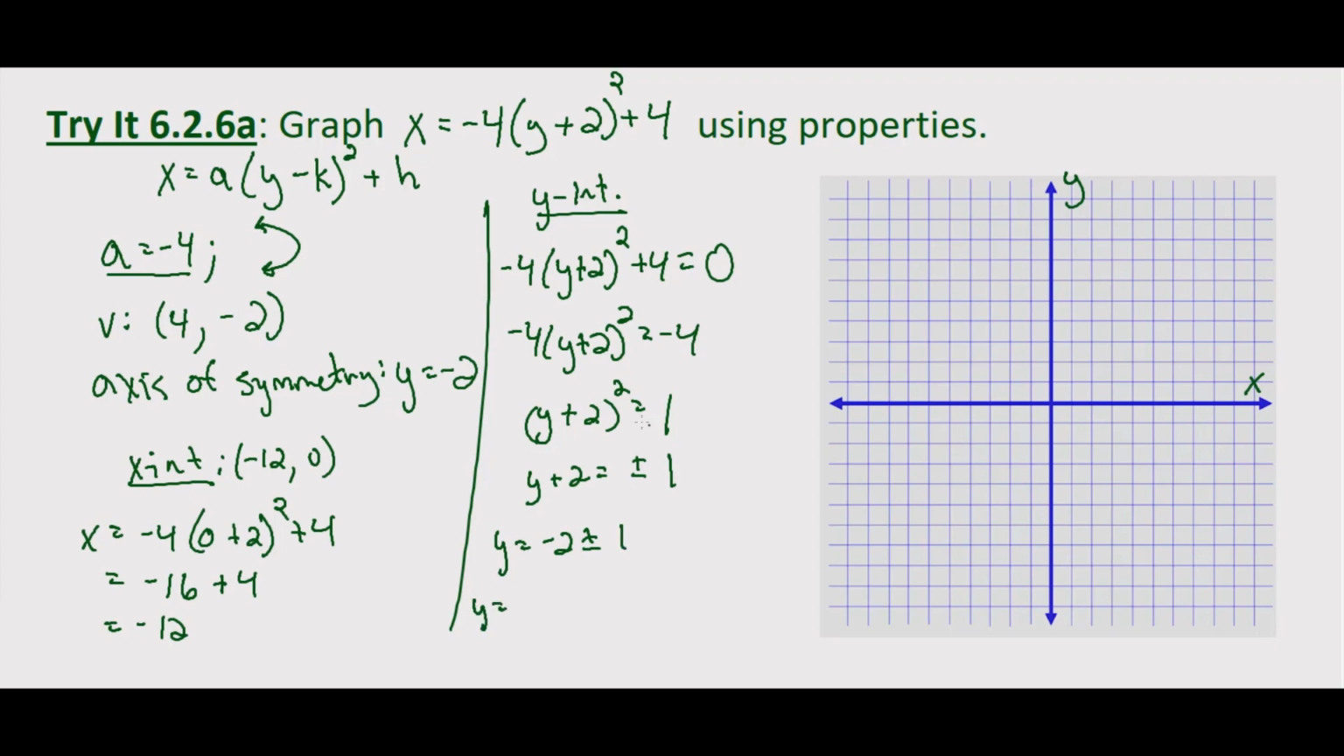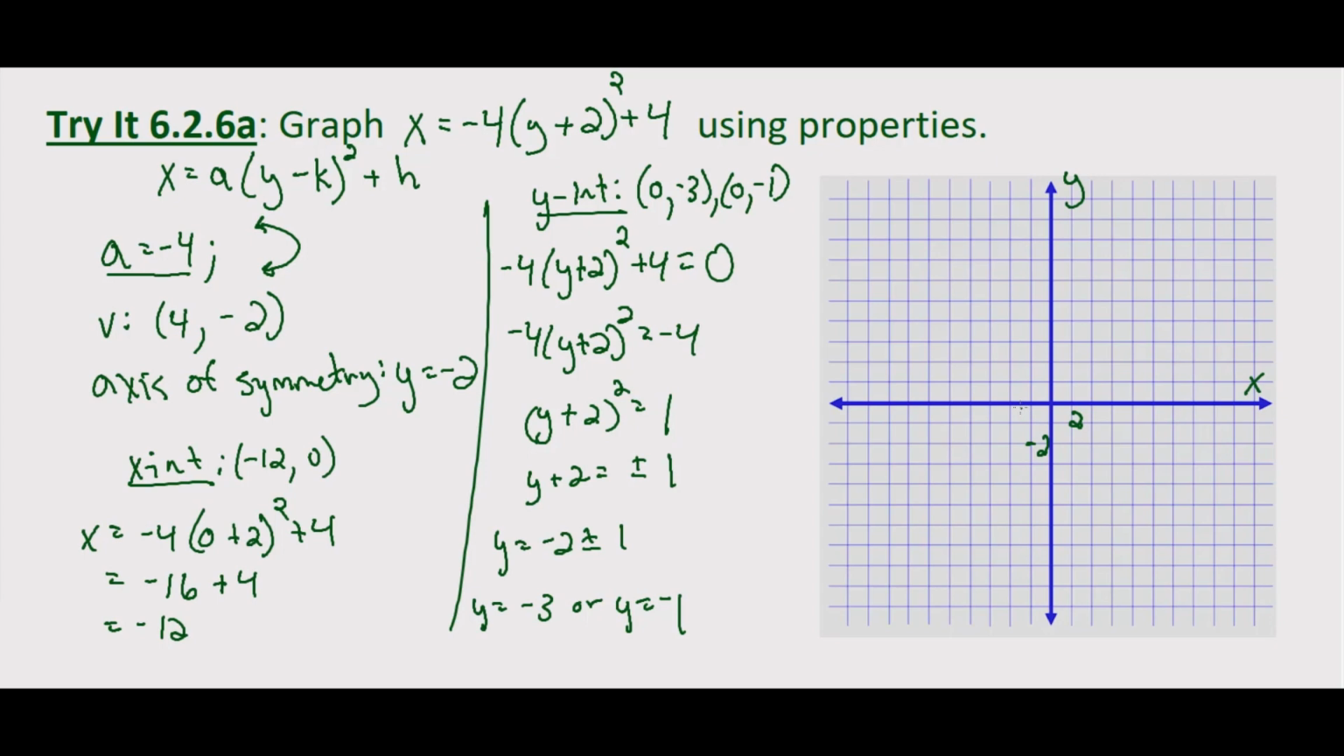So y equals -2 minus 1 is going to be -3, or y equals -2 plus 1, which is going to be -1. So our y-intercepts are at (0, -3) and (0, -1). Now, since we have this x-intercept of (-12, 0), let's go ahead and make a scale in the horizontal direction of 2. We'll go ahead and keep it in the vertical direction with each one being 1, each square representing 1 square unit.